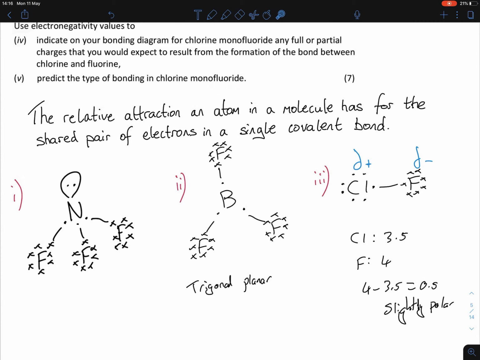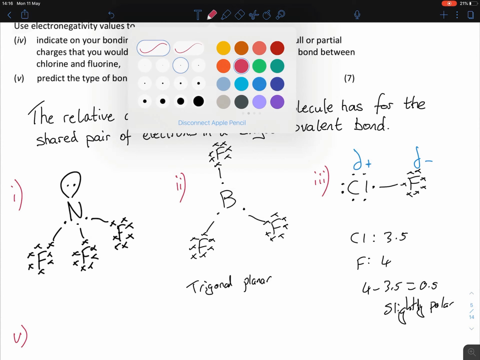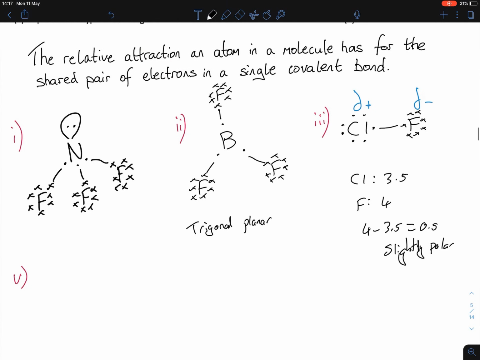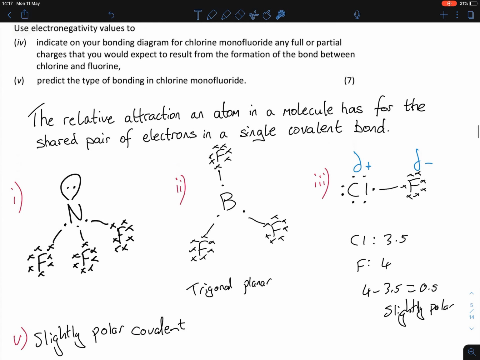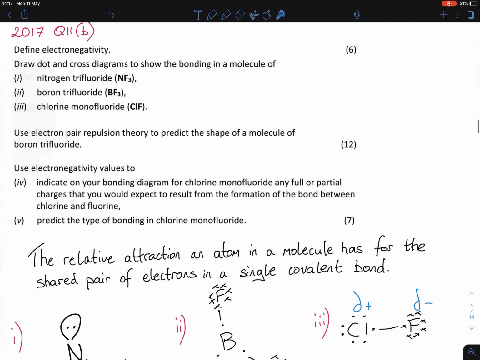And predict the type of bonding in chlorine monofluoride. Well, we said it already, it's going to be polar, so all you have to do for V is write polar covalent. That's it. If you want to write slightly polar covalent, that's fine too. It doesn't really matter, as long as you have the word polar in it, and don't forget to mention covalent. I always recommend my students put in the whole thing. They often like to simplify things and just write slightly polar or largely polar, and they forget to put in the covalent part. So just be careful there. However, marking schemes are quite generous, and polar is generally what you need.